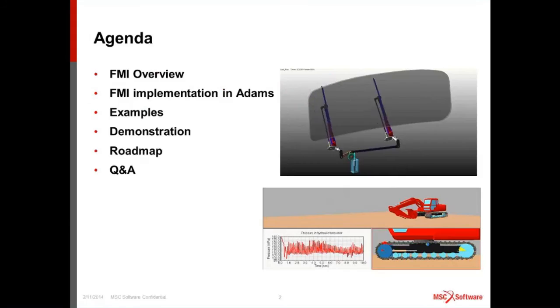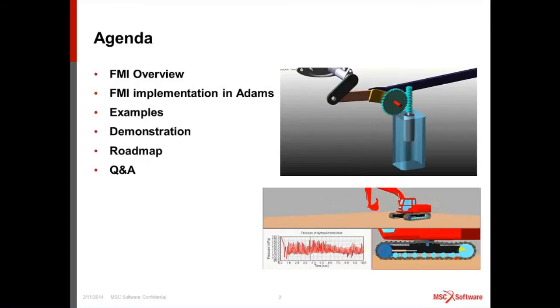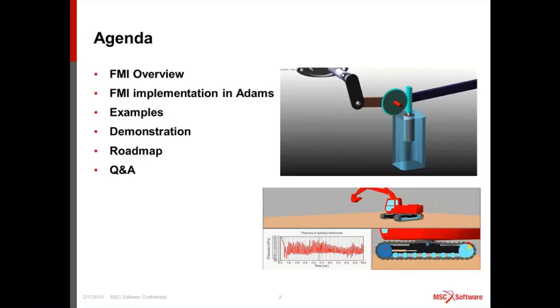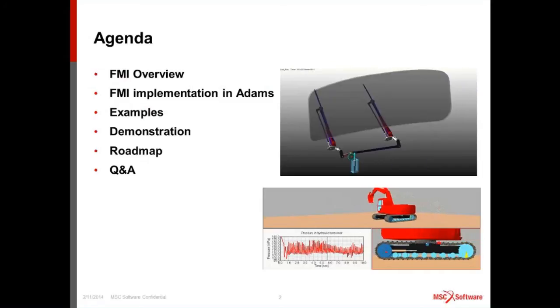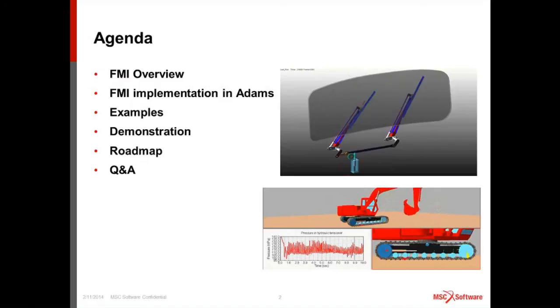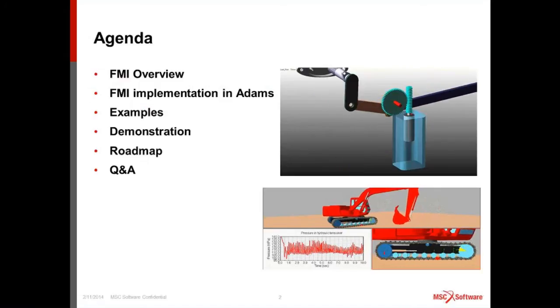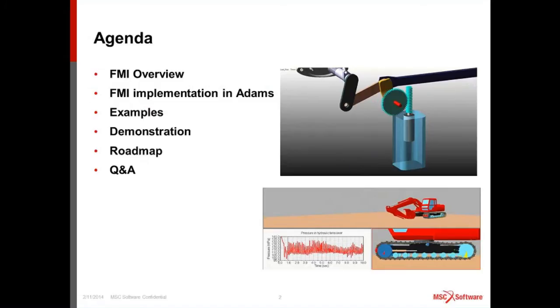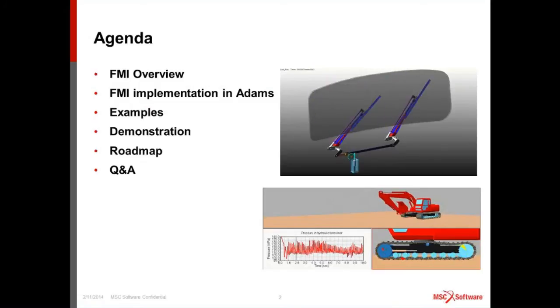And first, let's start with the table of contents we will be covering today. First, we will start with the FMI overview, and then how it's implemented in Adams. I'll show you a few examples, followed by a live demonstration. And finally, we'll talk about the roadmap of FMI development in MSC. And finally, we'll have the Q&A session.